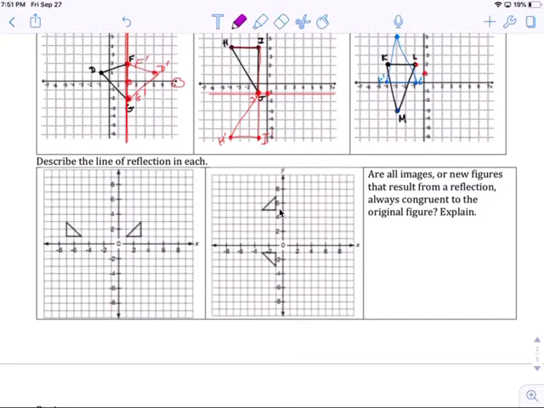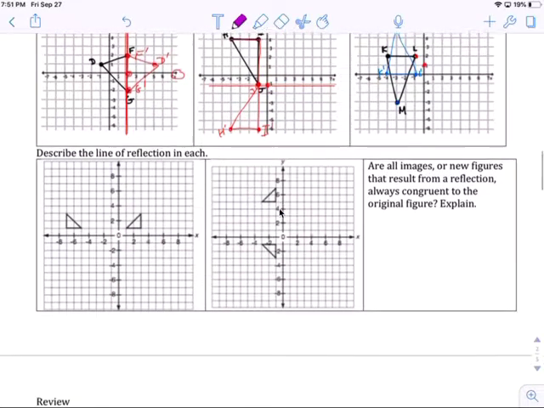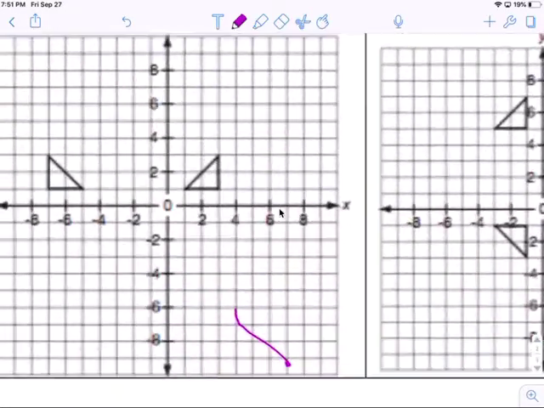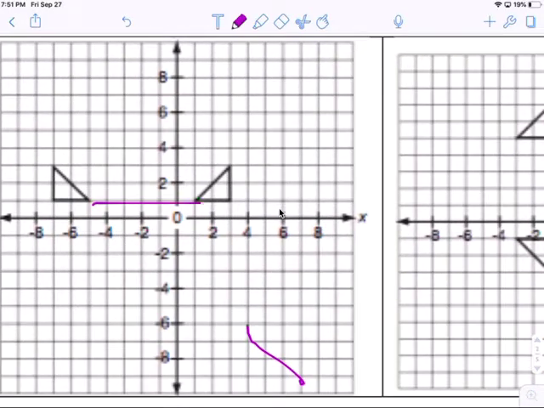And right there, describe the line of reflection. Where would you draw the line of reflection? Right in the middle between these two. So right there. How do you describe that? That is x equals -2.